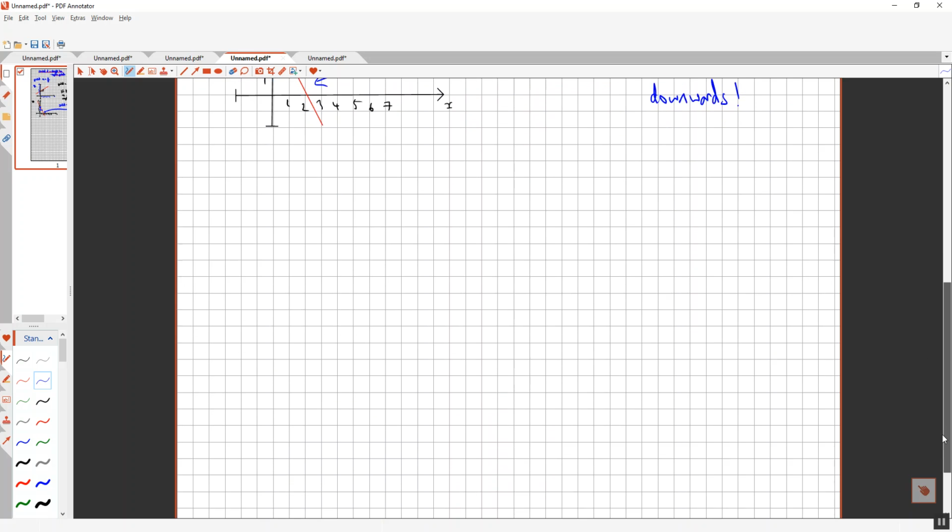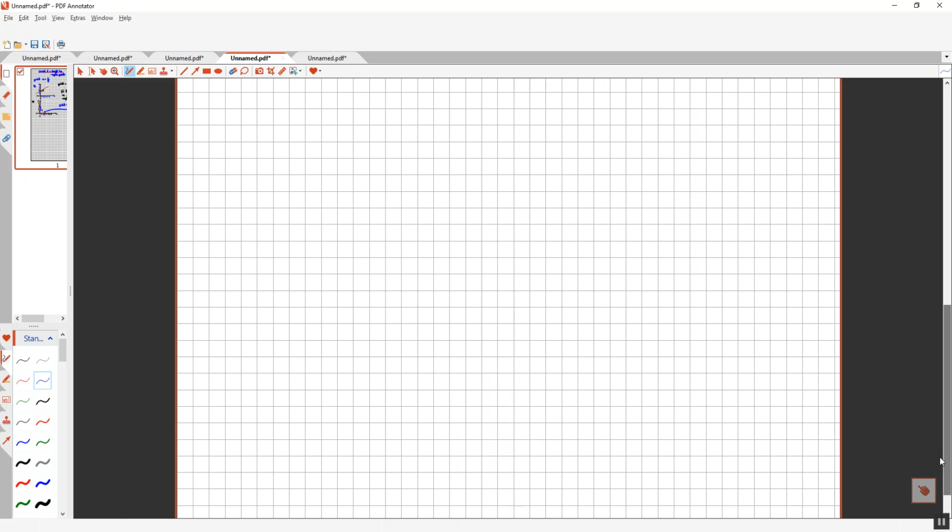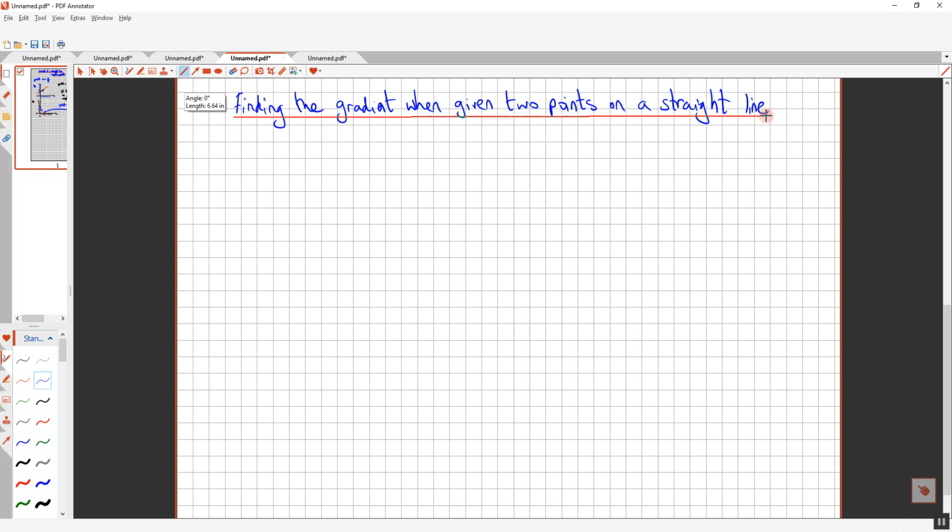So what we're going to look at is, how do we work out the gradient if we are just given 2 points? Okay, so that's our title today. Finding the gradient when given two points on a straight line. So that is what we're looking at.